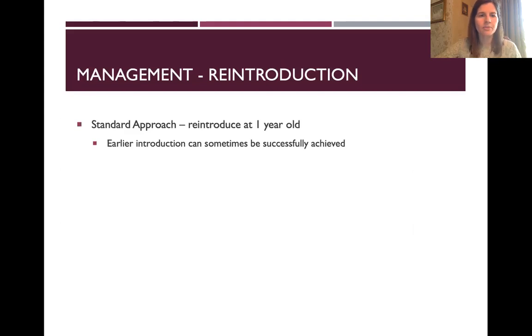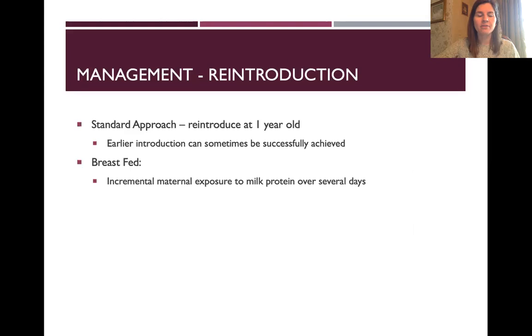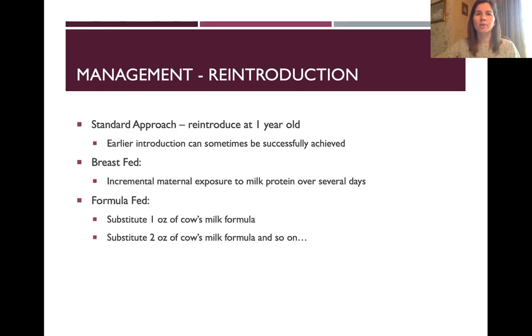at earlier ages. For the breastfed infant, essentially the mom will just incrementally increase her exposure to milk protein over several days and monitor for symptoms. And for the formula-fed infant, it's a similar approach where there is incremental advancement in the amount of cow's milk mixed in with an extensively hydrolyzed or amino acid based formula that advances every day or every couple days, monitoring for recurrence of symptoms.